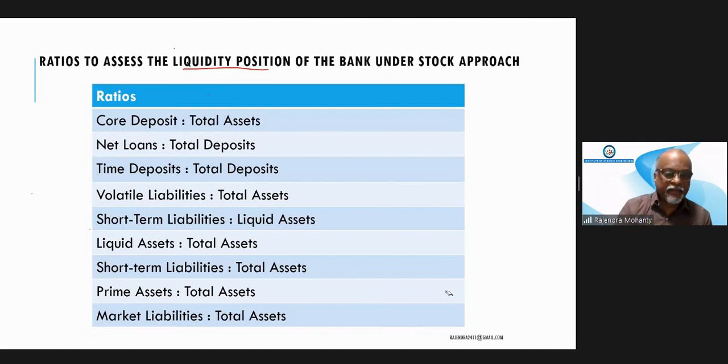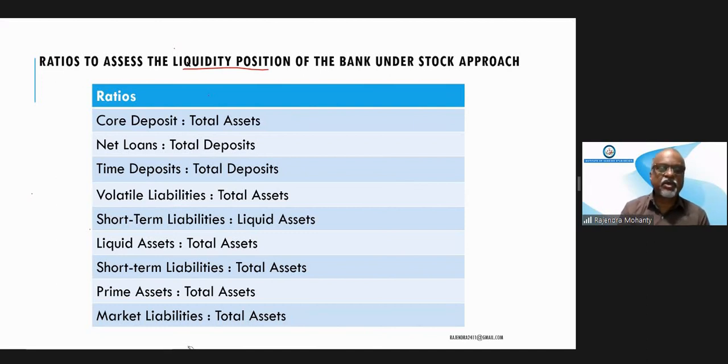So prime asset means immediate assets are there. Immediate liquidity is there. Cash is there. You can easily fund it. Then the last one is market liabilities to total asset.